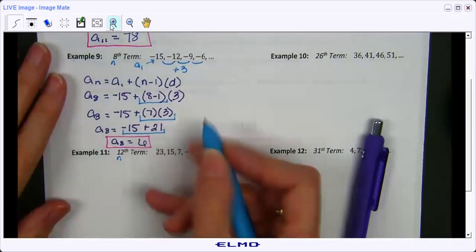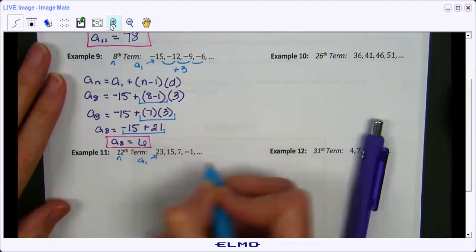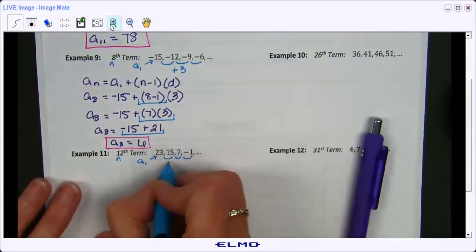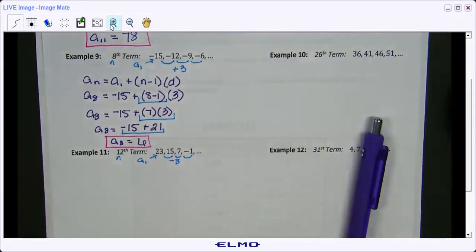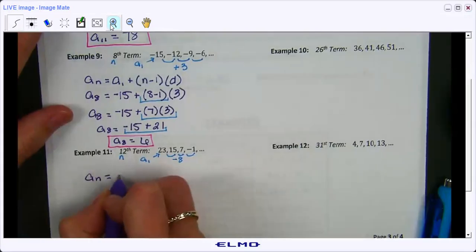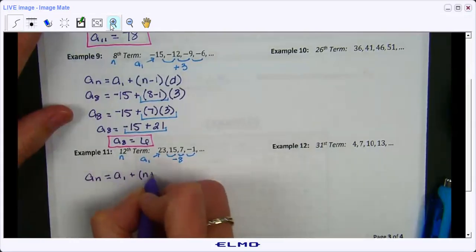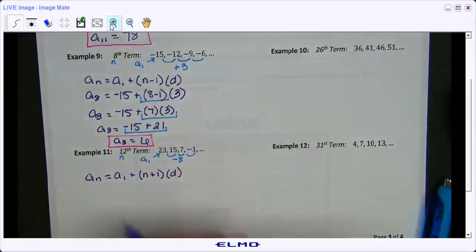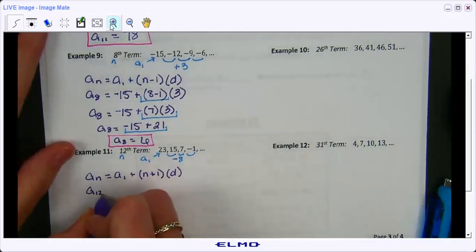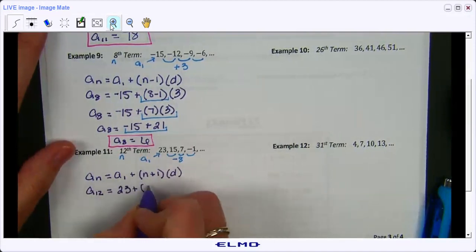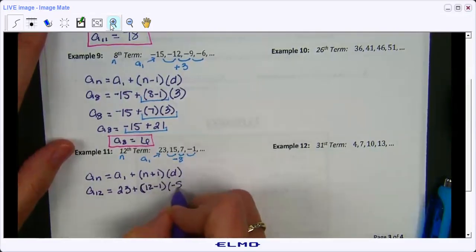So, 12th term: 12 is my n, 23 is my first term, and my common difference is -8. Make sure you put that negative in front of it. So the term I'm looking for is the 12th term this time. My first term is 23, and I'm going to add that to the 12th term minus 1 times our common difference of -8.